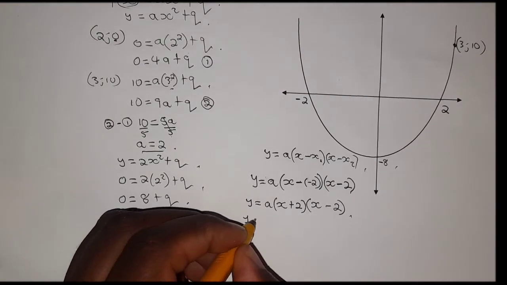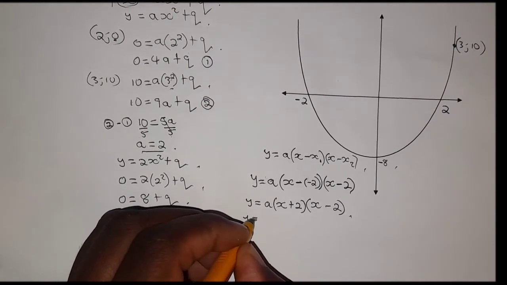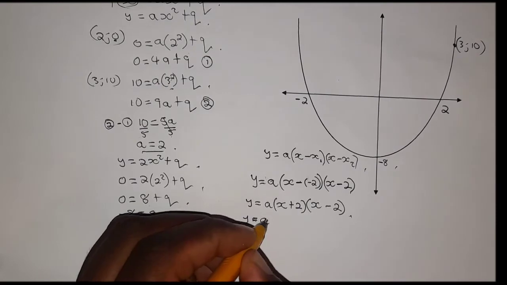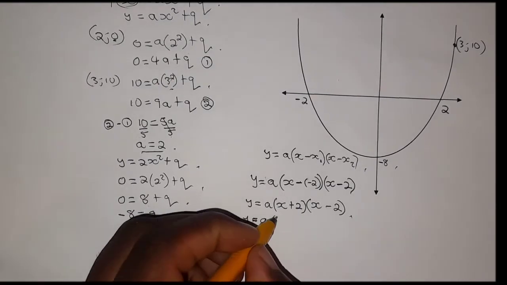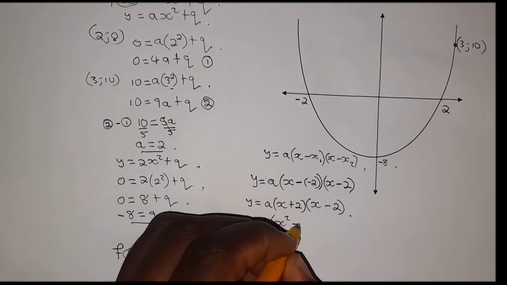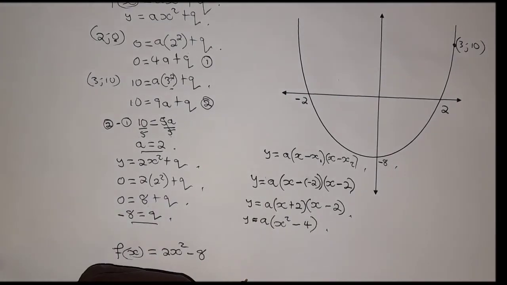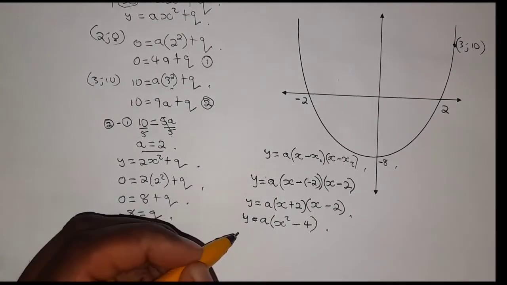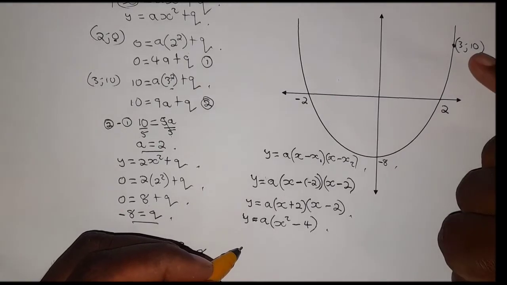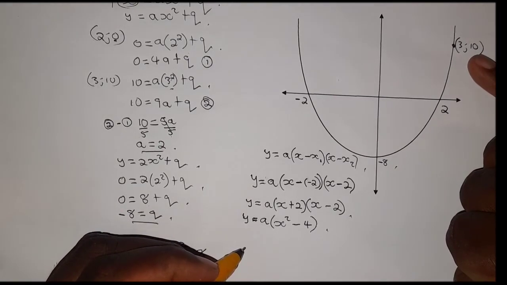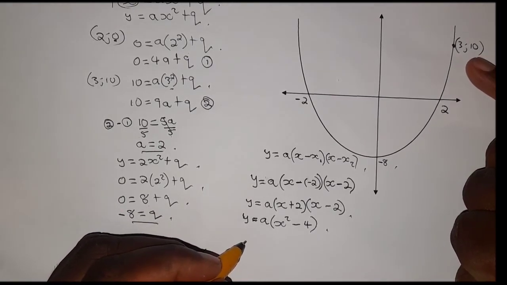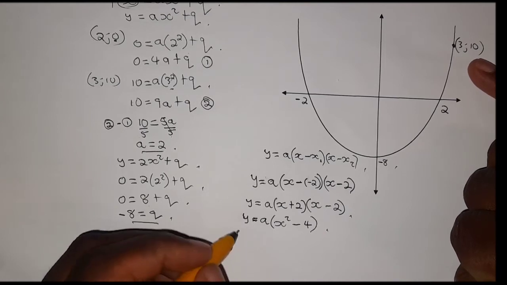If you don't remember it, you need to go and research about it. So, expanding the difference of two squares, we get x squared minus 4. Now to get the value of a, we make use of the other coordinate there, that is (3, 10). Our x is 3 and our 10 is our y.